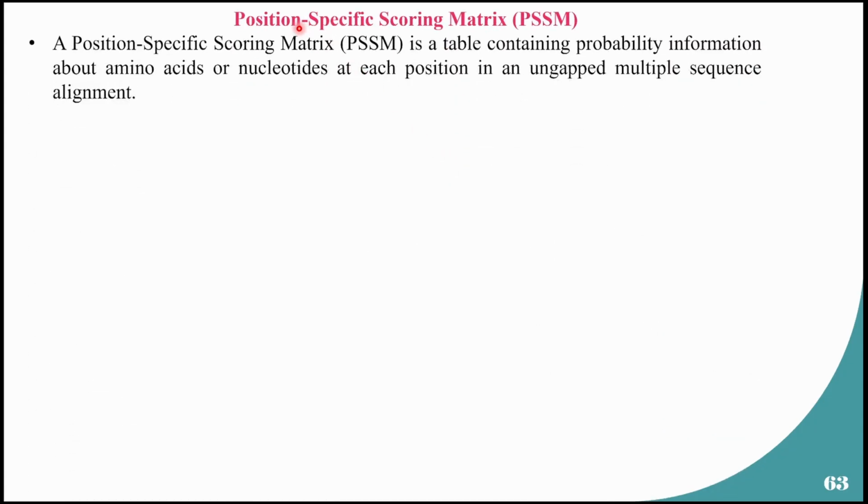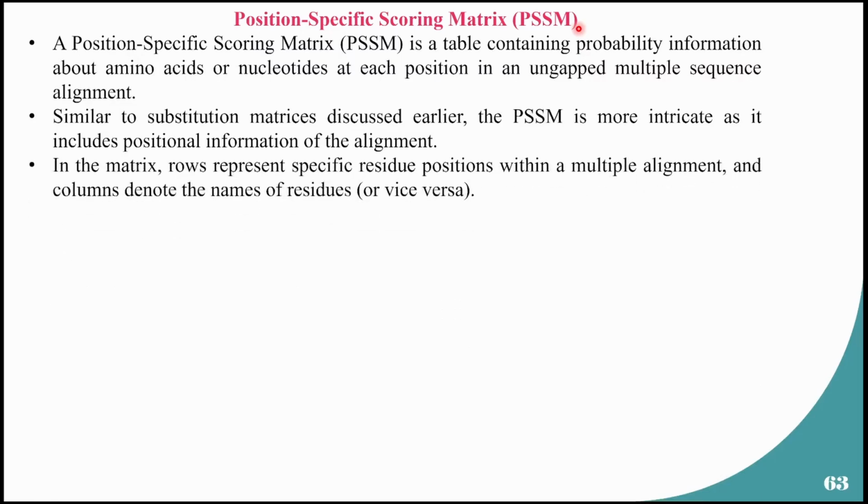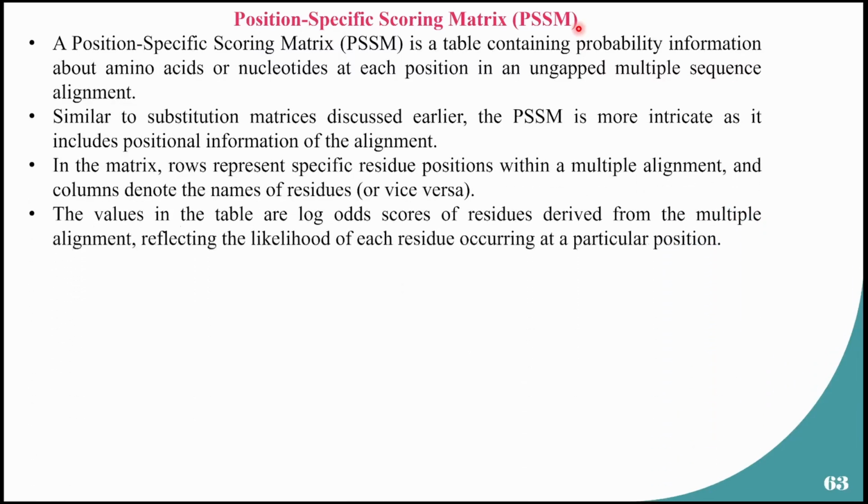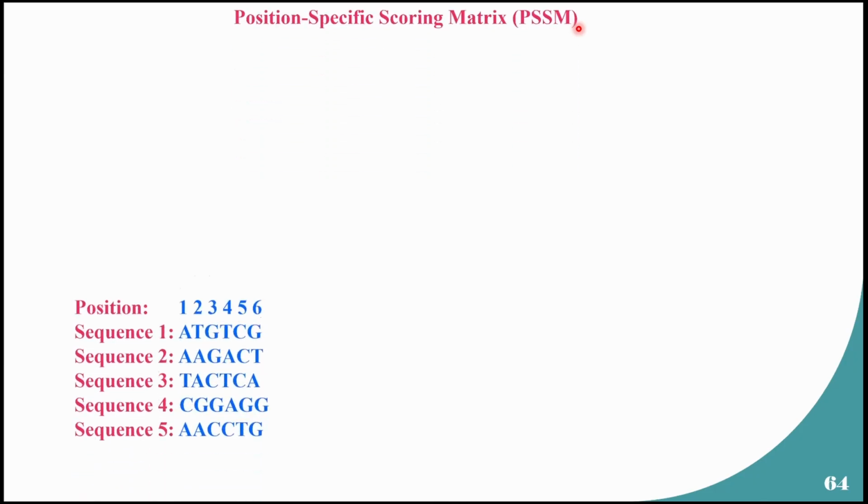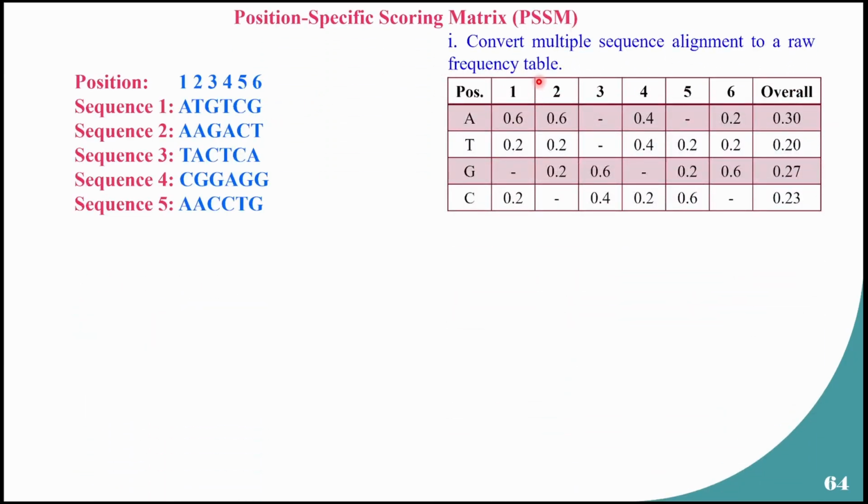Okay. Another similar concept was the position specific scoring matrix. Again, it has positional information of an alignment. What happens is that you first convert the multiple sequence alignment that is given, for example here, to a raw frequency table. The raw frequency table gives, at a particular position, for example position 1, the frequency of getting an adenine, thymine, guanine, cytosine, and so on. Then you also have an overall frequency, which considers all of the positions. So for example, 5 times 6, 30, right? Out of that total, how many times you are getting this particular nucleotide.